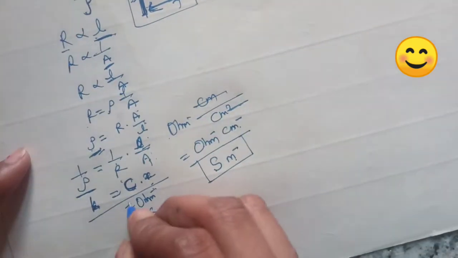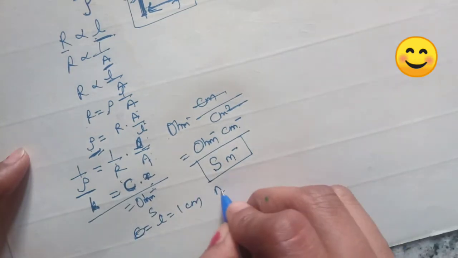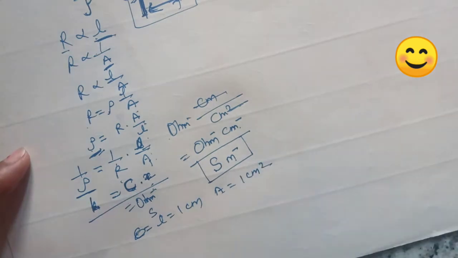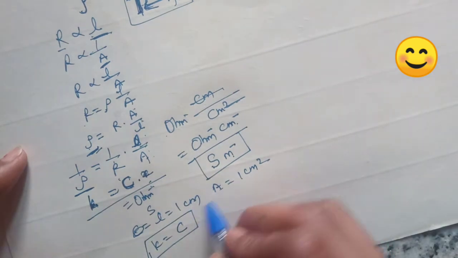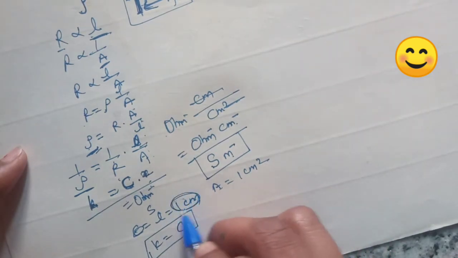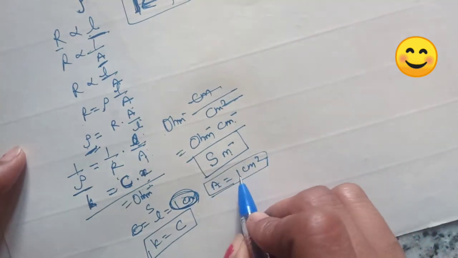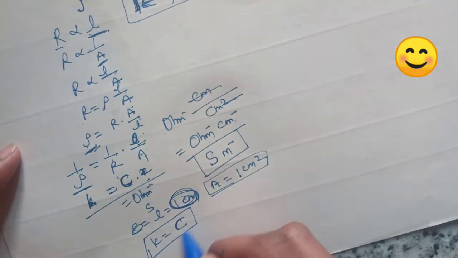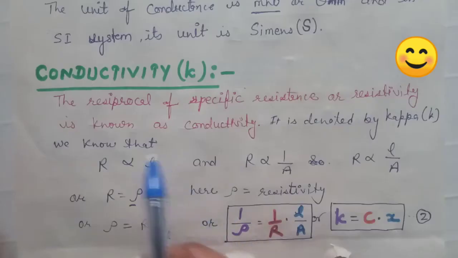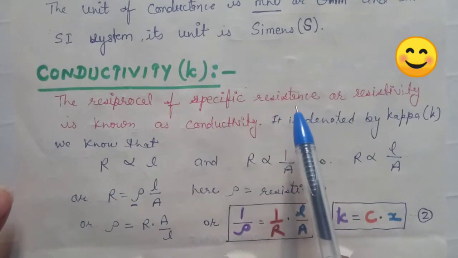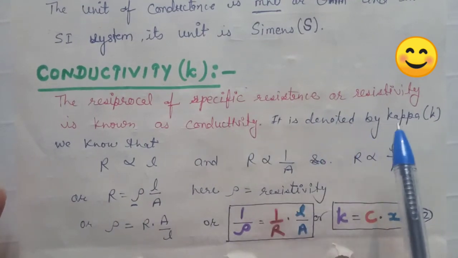Clear? Now if L is equal to 1 centimeter and A is equal to 1 centimeter square, so kappa will be equal to C. Means when the electrodes are placed at 1 centimeter distance and the cross section of the electrodes is 1 centimeter square, then the conductance of the solution will be the conductivity or specific conductance. Clear? So see, the reciprocal of specific resistance or resistivity is known as the conductivity or specific conductance. It is denoted by the kappa, small k.